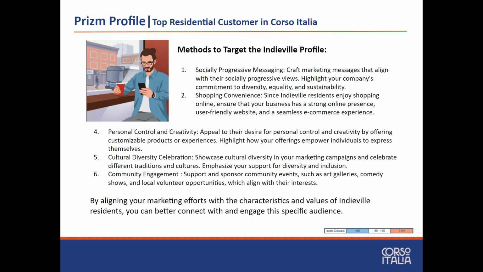Well, the first thing that you can do is really understand how to target them using the things that they care about the most, such as socially progressive messaging and making sure that your marketing messages align with their progressive values. Once again, this can be highlighting your company's commitment to diversity, equality, or ecological sustainability.